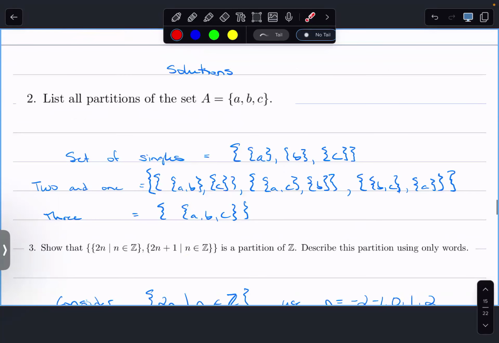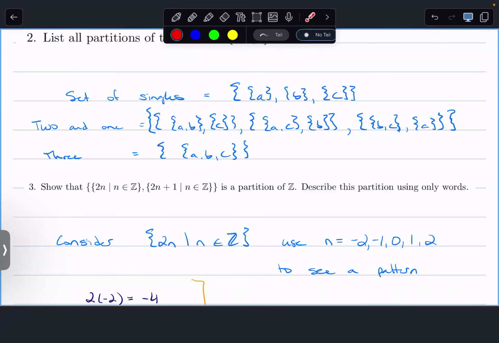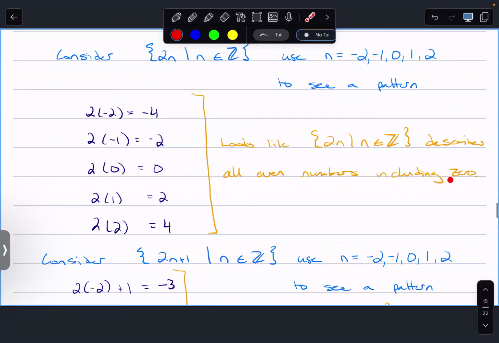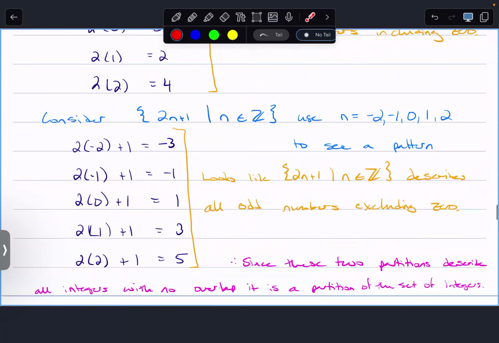So list all the partitions on the set. You can have it in singles, you could have it in 2 and 1, or you can have it in groups of 3. Those would be the different ways of slicing and dicing this set. And for the proof, 2n is the set of even numbers, including 0, and 2n plus 1, where n is in the set of integers.